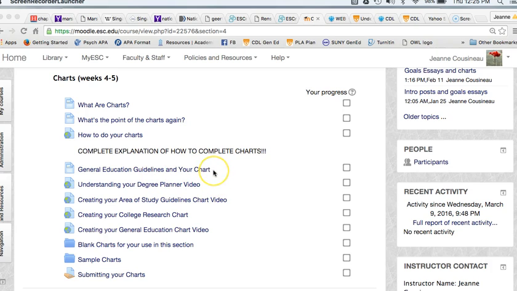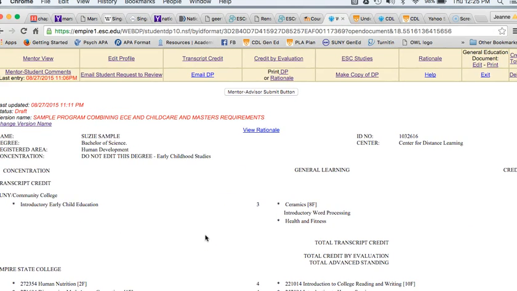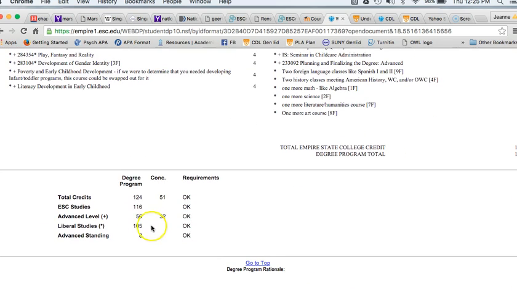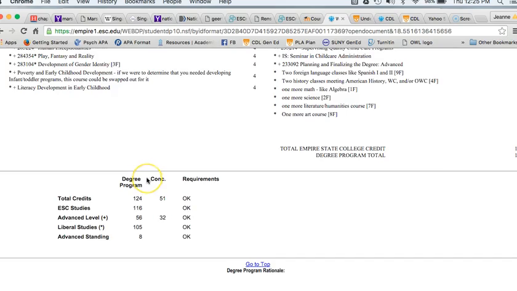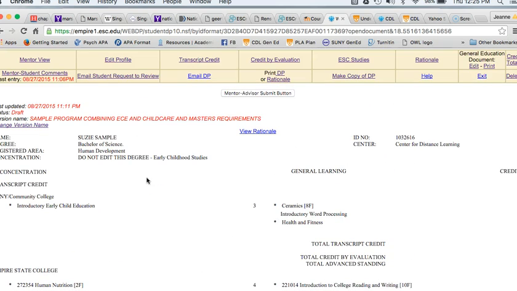So let's start with that, because I actually think that the area of study, the general education chart, is the easiest one to do. So let's go to my sample plan here, Miss Susie sample. This one is set up as a Bachelor of Science degree, so it's going to have fewer liberal studies. So it has way more than it needs to, but it only needs, I think, 64 liberal studies. It will tell you at the bottom if you're off.